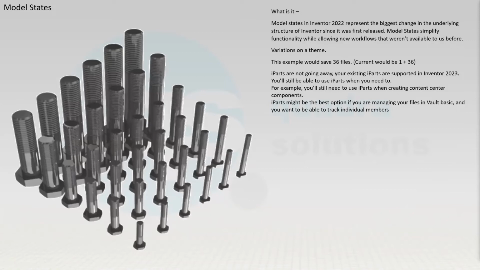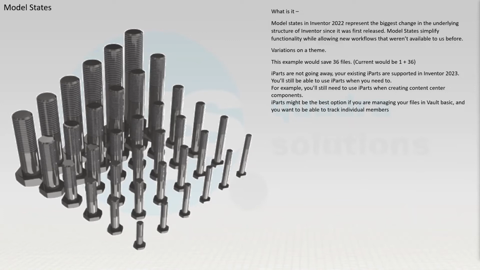One of the big things about model states is there are no files in the background. If I created all of this family of bolts as an iPart, which is what Content Center does, there'd be 36 files on the hard drive. There's 35 different sizes plus the iPart factory itself. Every time you use an iPart or an iAssembly, it creates that particular configuration as a specific file that then lives on the hard drive.